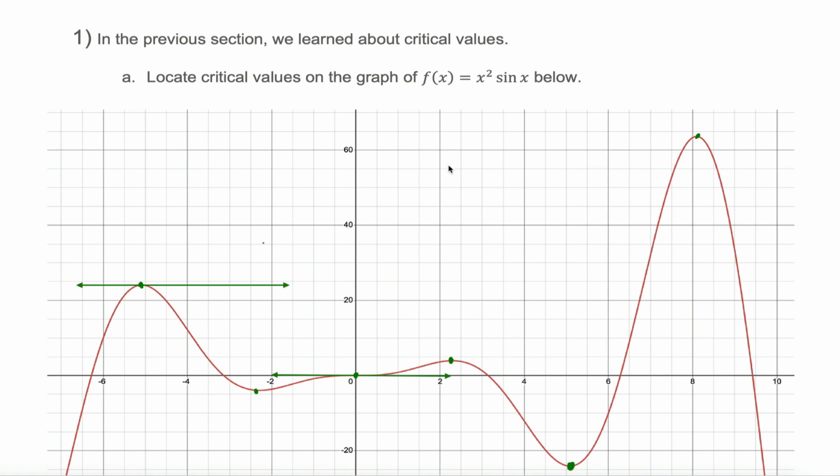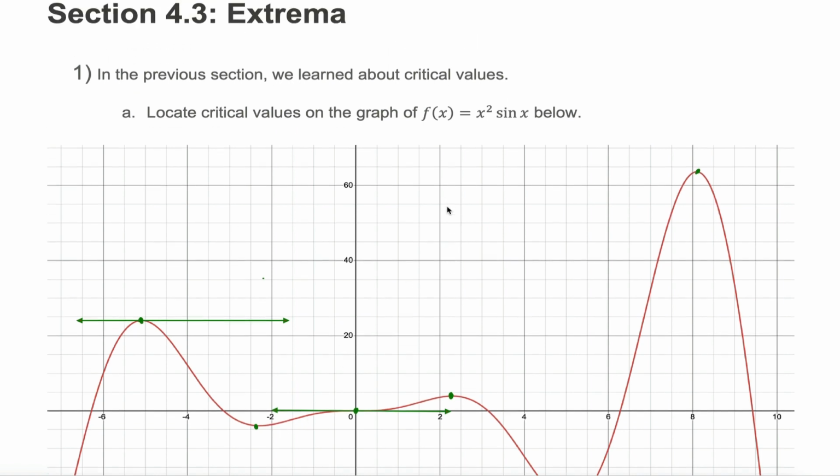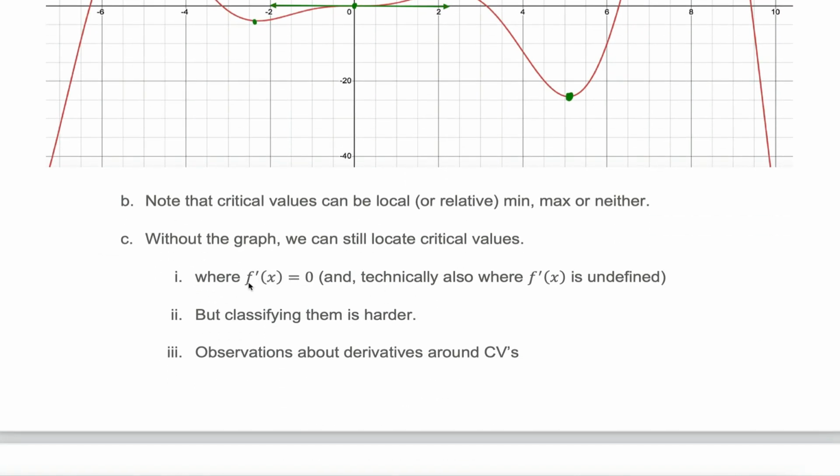Anyways, in the last section, when we talked about critical values, we talked about them on the graph, but we also kind of played in this situation where, what if you don't have the graph and just have the equation? Could you still figure out the critical values? And you were like, yeah, no problem. All I had to do was take the derivative and set it equal to 0 and solve.